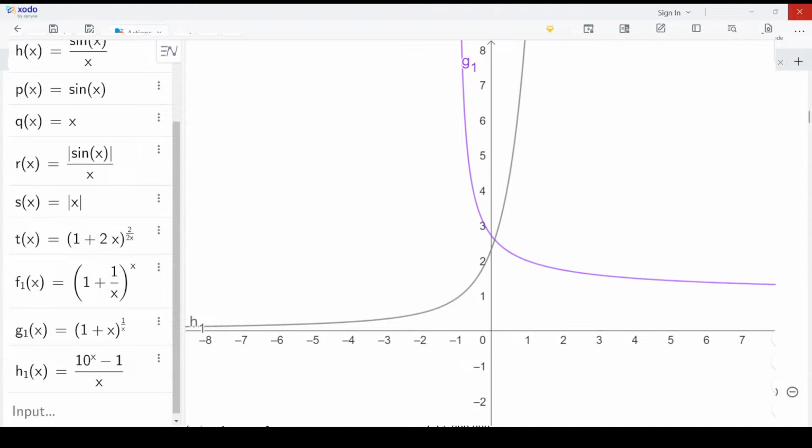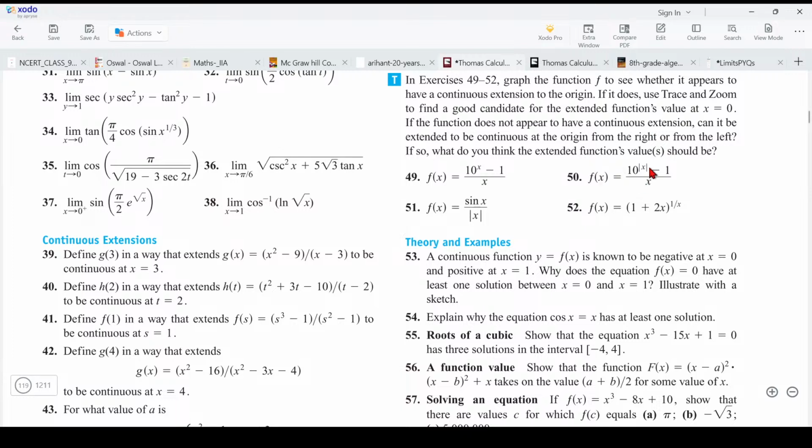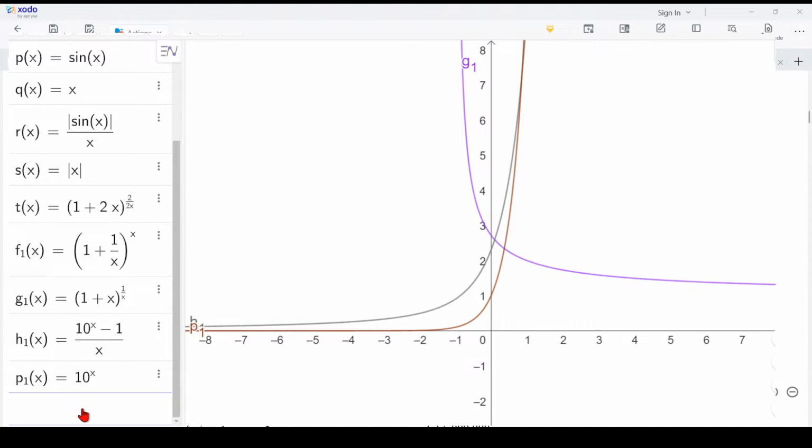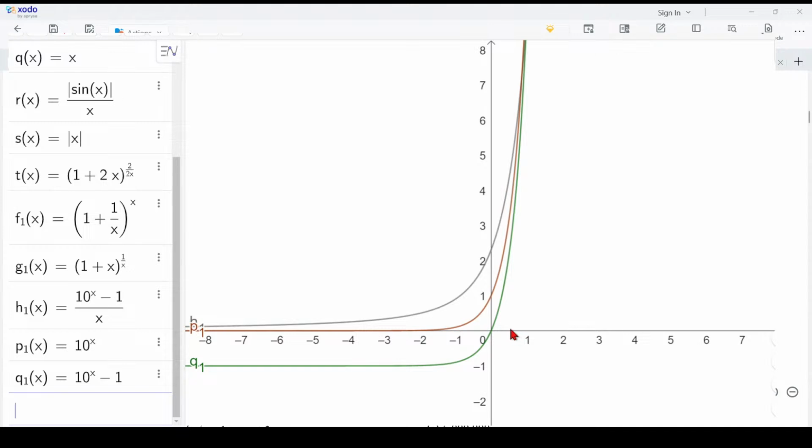Can you see my screen? Yes, sir. Now, 10 power mod x minus 1 by x. There is an x. So how does 10 power x look? 10 power x is an exponential function, it looks like this. Basically, 10 power x minus 1 means the graph is shifted 1 unit downwards. It becomes like this. This is divided by x, and x is our straight line.